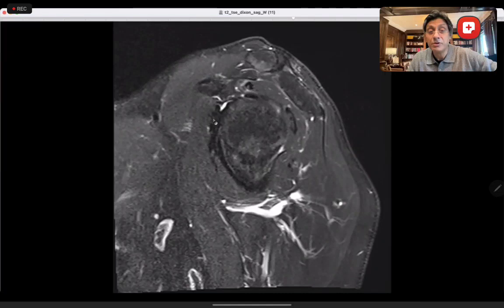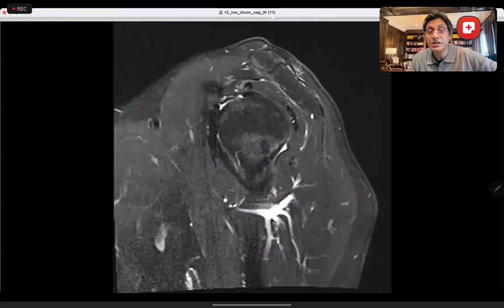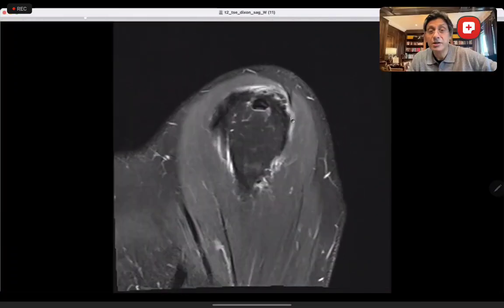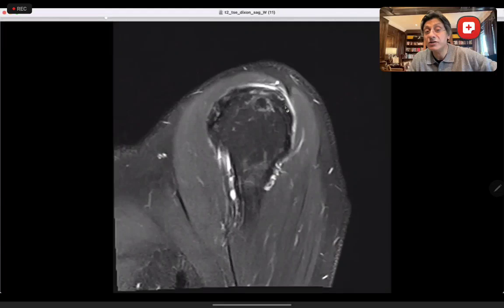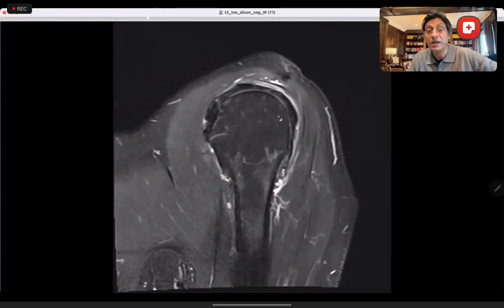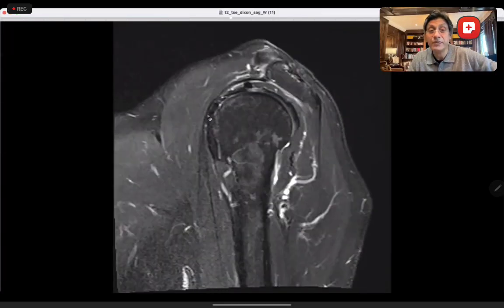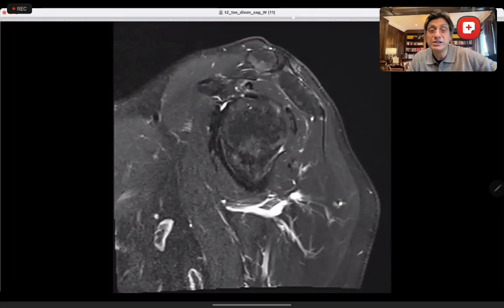What about the subscap? Looks okay. What about the infraspinatus? Looks okay. Follow the tendon right down to its insertion. Maybe a little bit of edema at the infraspinatus. So I would report this as infraspinatus insertional tendinopathy. Subscapularis looks okay. The long-headed biceps tendon, where is it?